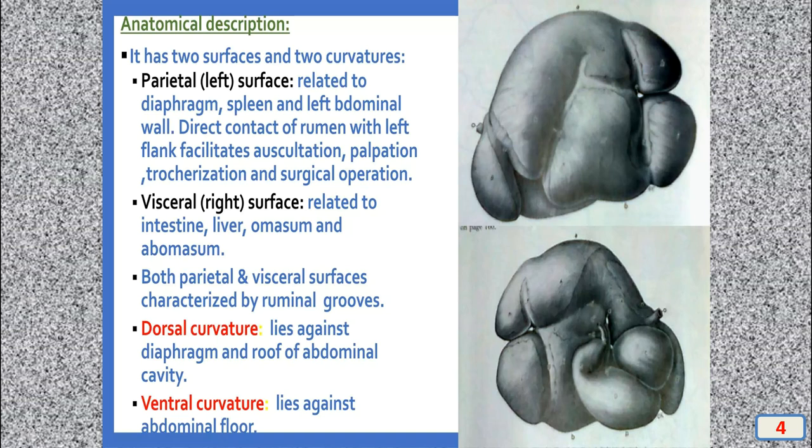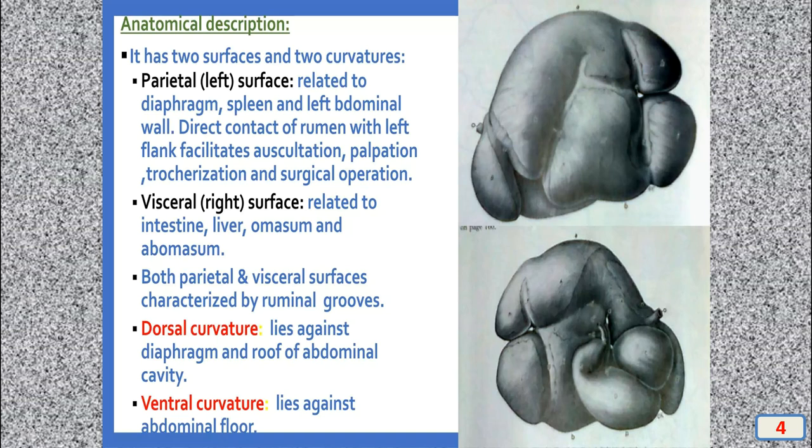It has two surfaces and two curvatures. One is the parietal or left surface, related to the diaphragm, which separates the organs of the thoracic cavity from those of the abdominal cavity. So, the direct contact of the rumen with the left flank facilitates auscultation, palpation, trocarization, and also surgical operation. So, these are all the anatomical locations of the rumen.